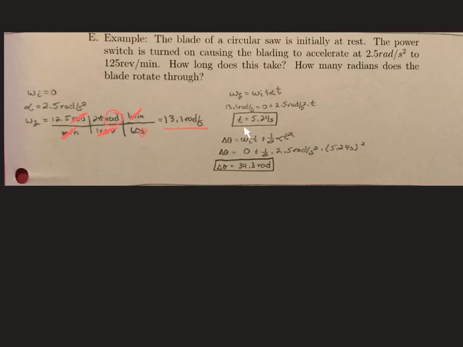My initial angular velocity is 0, and anything times 0 is 0, so this term here becomes 0. I plugged in my angular acceleration, and I plugged in the time I found in part A in order to solve for the angular displacement. And you notice here that the units are radians.